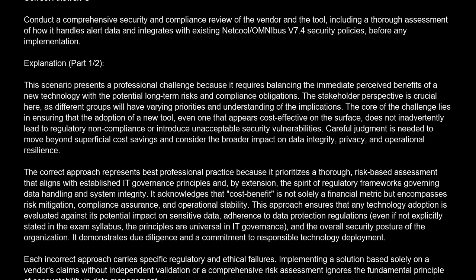The correct answer is C. Conduct a comprehensive security and compliance review of the vendor and the tool, including a thorough assessment of how it handles alert data and integrates with existing Netcool/OMNIbus v7.4 security policies before any implementation.